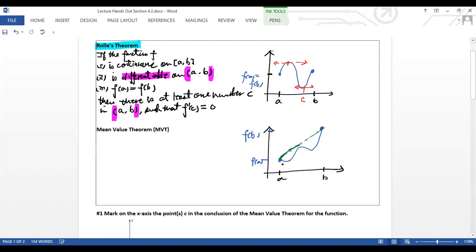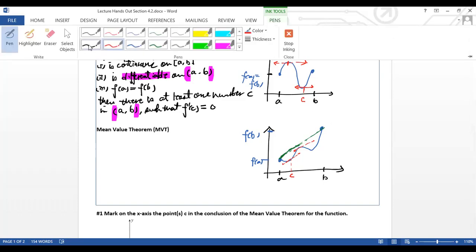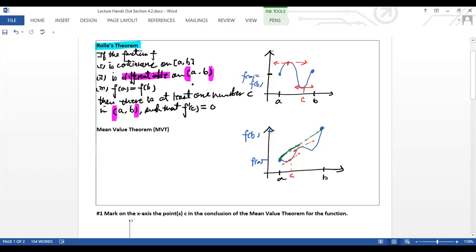So that means I can have a tangent line here, right? So this is my tangent line. That means one of my C's is here, or you can say I can have another C here, right? So when you find the tangent line, it will be parallel to the green line. When you say parallel, what does that mean? That means the slope is the same, right? That's the generalization of Rolle's theorem here.